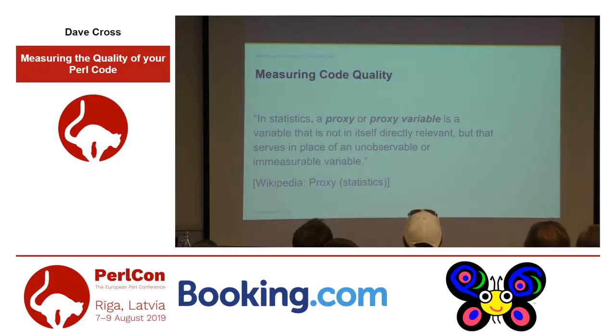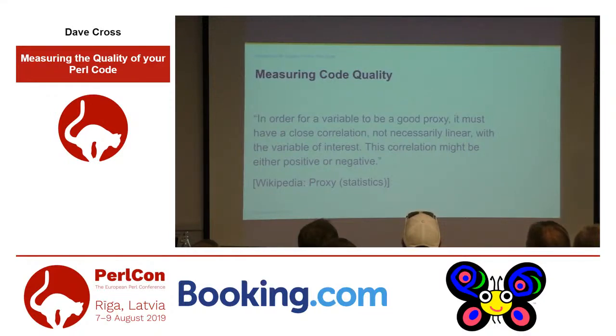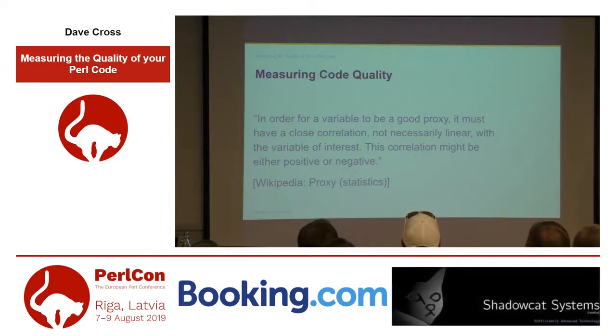And we're in the situation where we have what is unobservable or immeasurable. Moving on, in order for a variable to be a good proxy, it has a close correlation, but not necessarily a linear correlation, with the variable we're actually interested in. And it's also interesting to note that the correlation could be positive or negative. Now, some examples might make that a bit clearer.